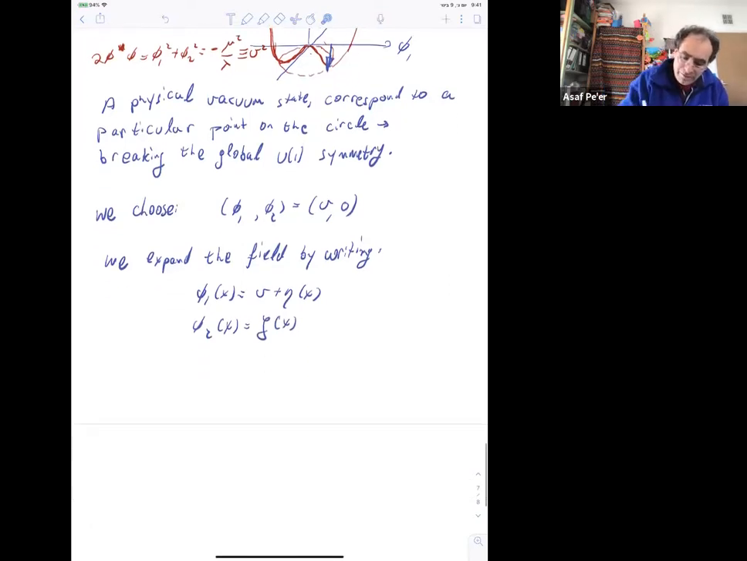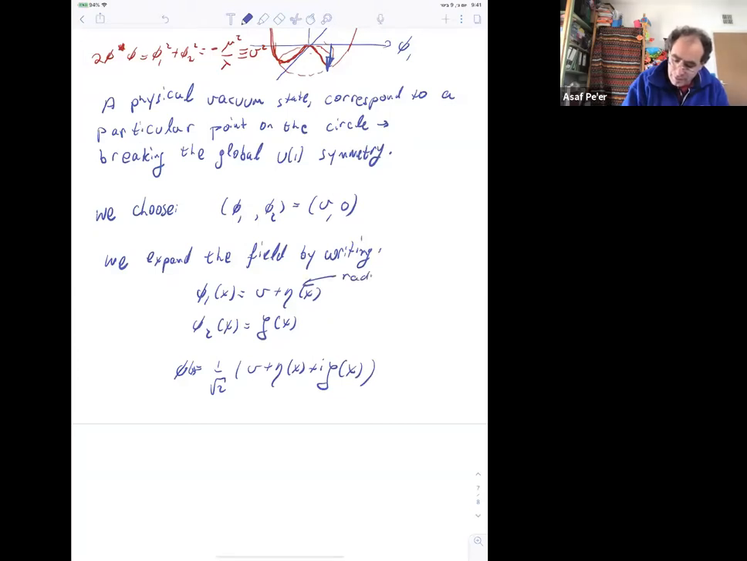So overall, we write down phi of x to be 1 over square root of 2, V plus eta of x plus i psi of x. So sorry, eta is a radial perturbation, and psi is a perturbation in the imaginary direction.